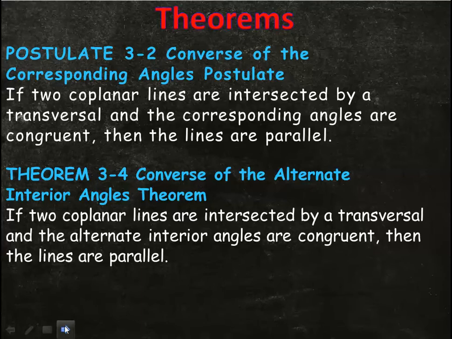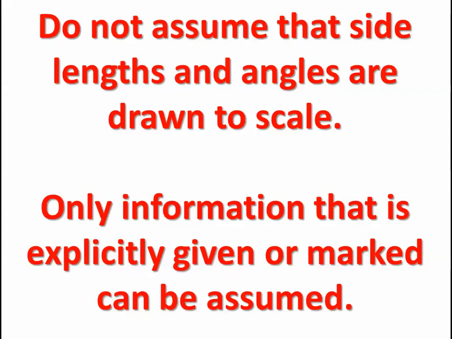And the same works for the converse of the alternate interior angles theorem. It says if two coplanar lines are intersected by a transversal and the alternate interior angles are congruent, then the lines are parallel. And remember, do not assume that side lengths and angles are drawn to scale. Only information that is explicitly given or marked can be assumed.